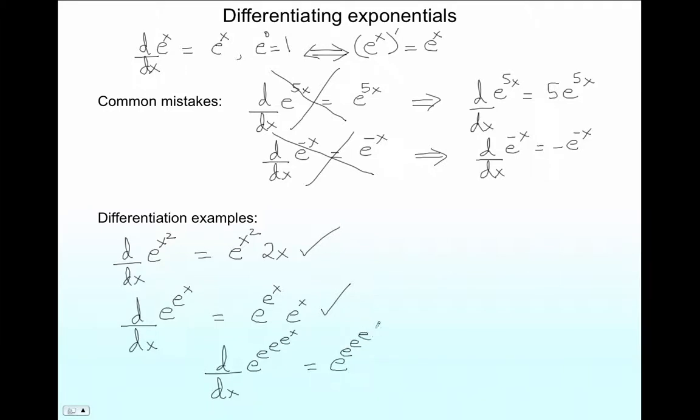It's this, and then we need to differentiate this, so that's e to the x, and then we need to differentiate this, that'll be e to the x, and then we need to differentiate this, so that's e to the x itself, and that is the final answer.